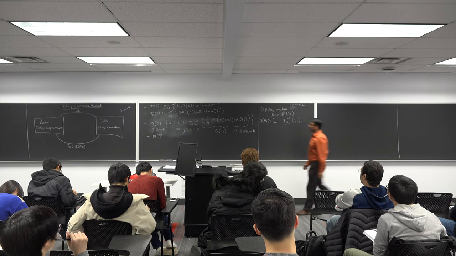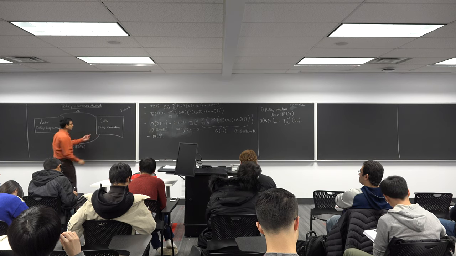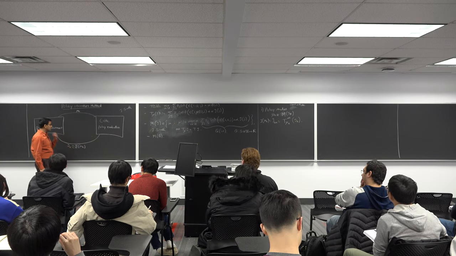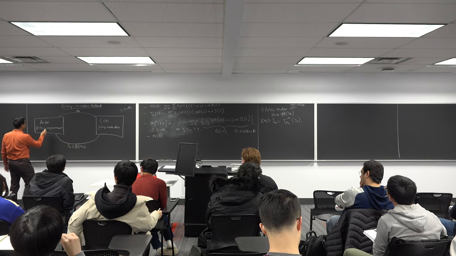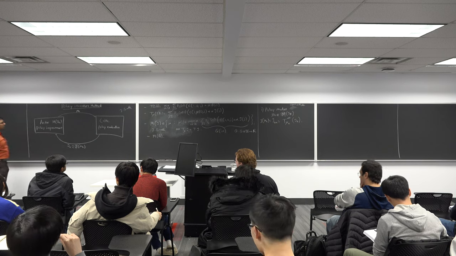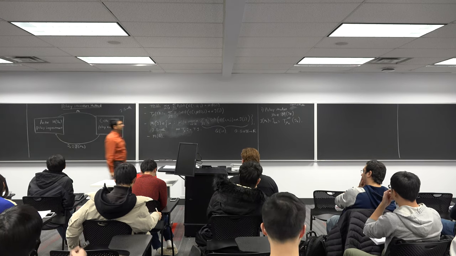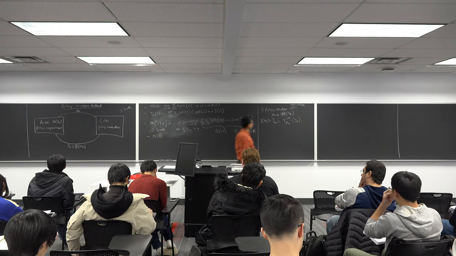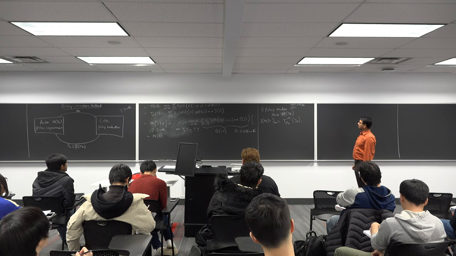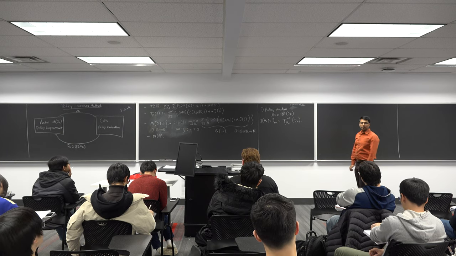OK, so the actor proposes a policy mu naught. It goes to the critic. The critic evaluates the policy, so computes J k, which is exactly equal to J of mu k, or mu 0. And then the actor runs M of J k to produce the next policy, mu k plus 1. OK, any questions?